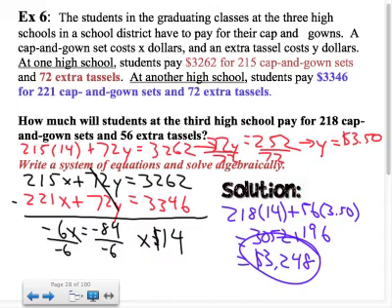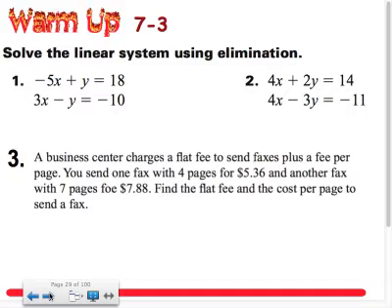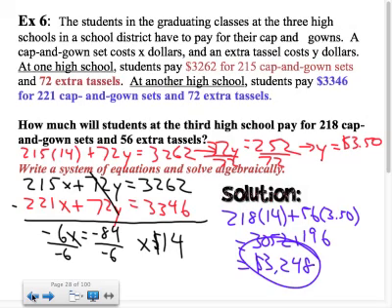So you'll notice it's quite an extensive problem in terms of setting up your system, solving your system using elimination, and then using the information that you've gained to actually answer a third question. So hopefully that did a nice job of summarizing this section on solving linear systems using elimination. As always, bring any questions to class and we'll go from there.